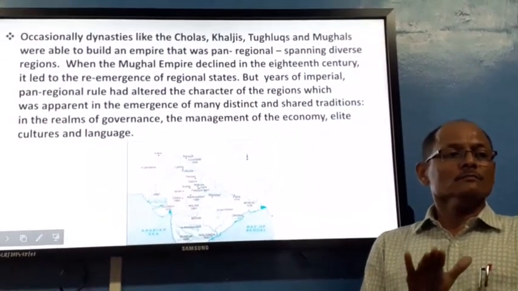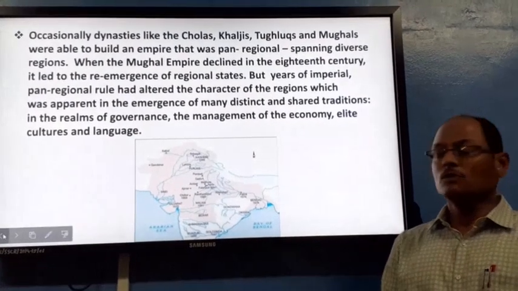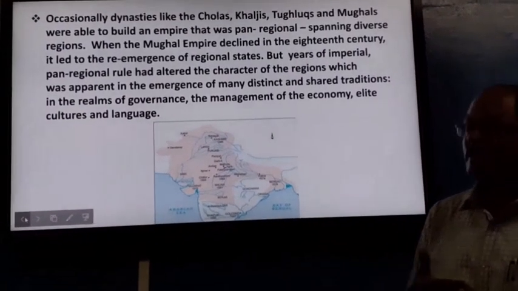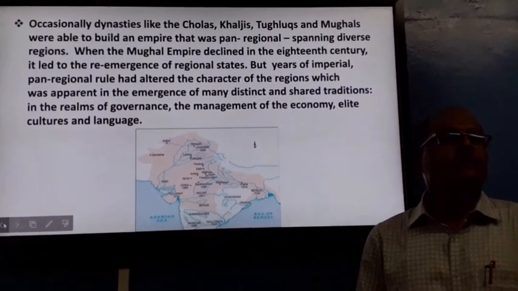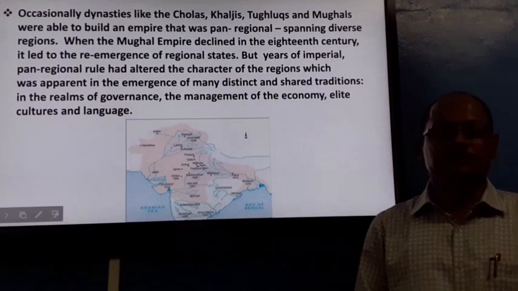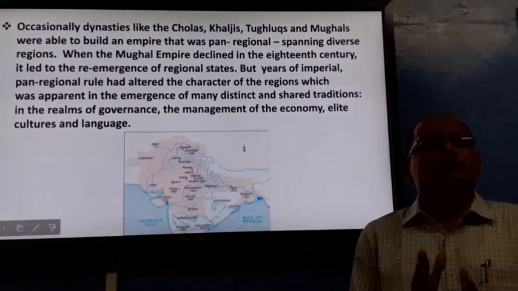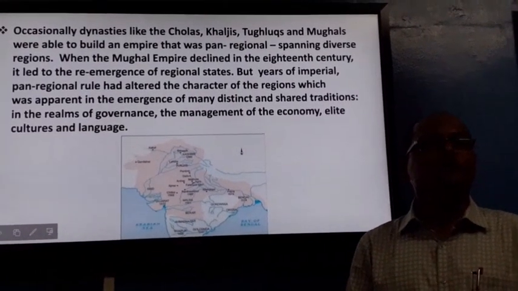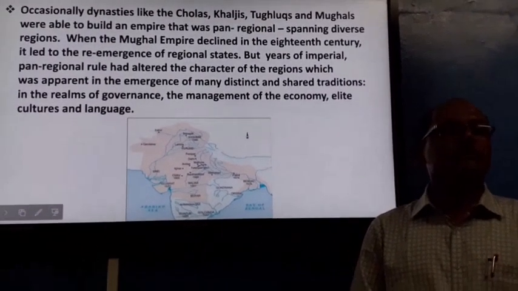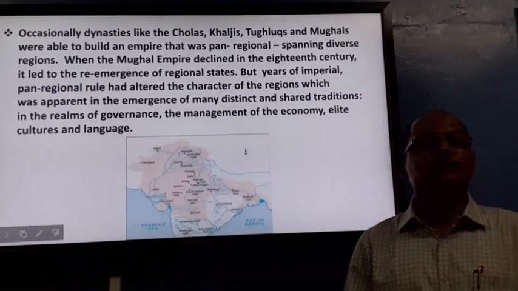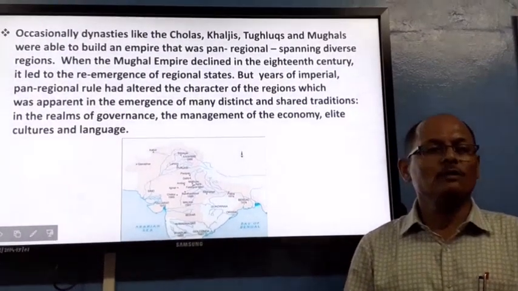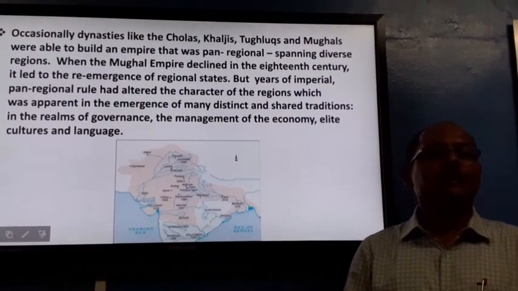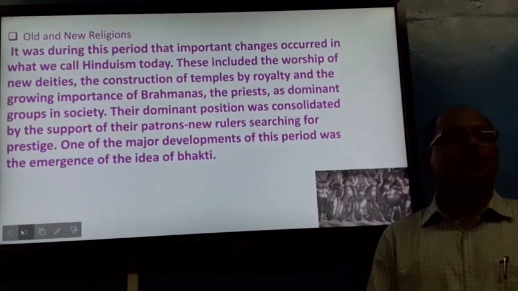We all know about Mughal emperors who ruled the major part of India. As they declined in the 18th century, it led to the re-emergence of regional states. But years of imperial pan-regional rule had changed the character of regions, which was apparent in the emergence of many distinct and shared traditions in the realm of governance, the management of the economy, elite cultures and language, old and new religions.